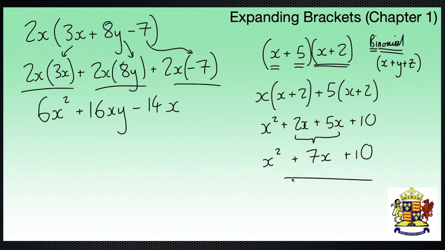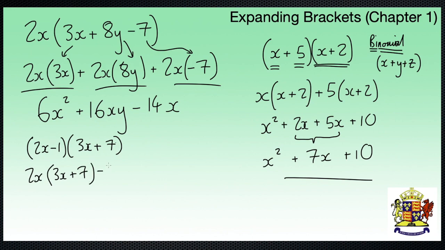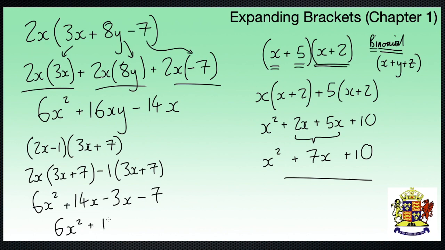Okay, right, well, let's have a look at another example. 2x minus 1, 3x plus 7. Exactly the same again. 2x multiplied by 3x plus 7. This time, negative 1 times by 3x plus 7. So out of this, we get 6x squared plus 14x, negative 3x, and negative 7. Again, group the two in the middle, and we have 6x squared plus 11x minus 7 as our answer.